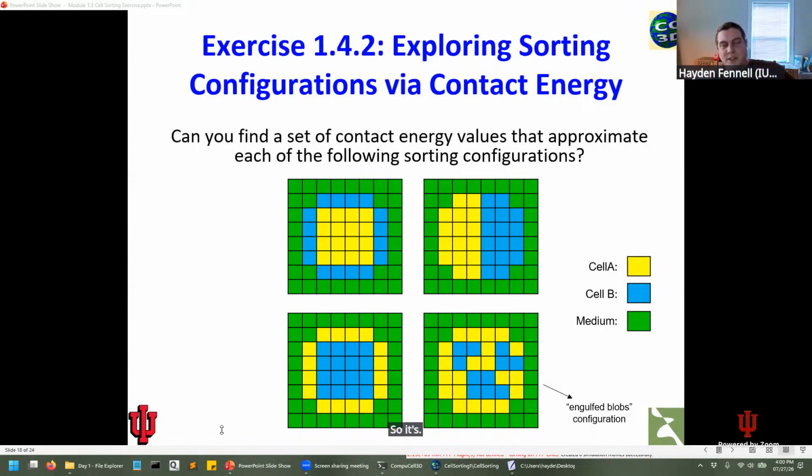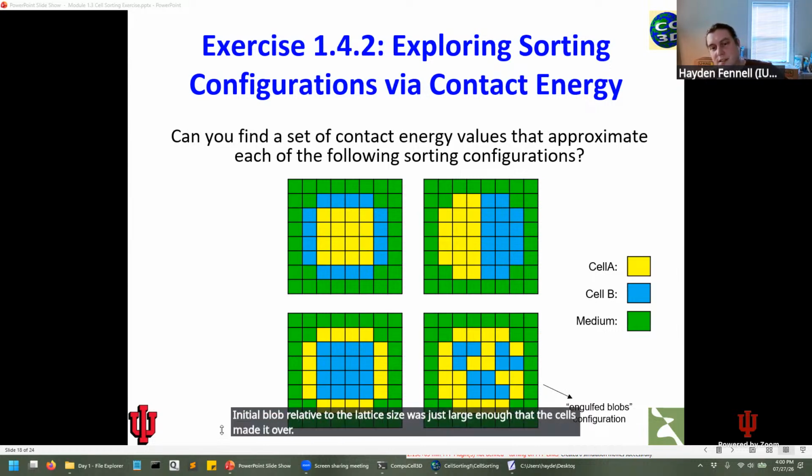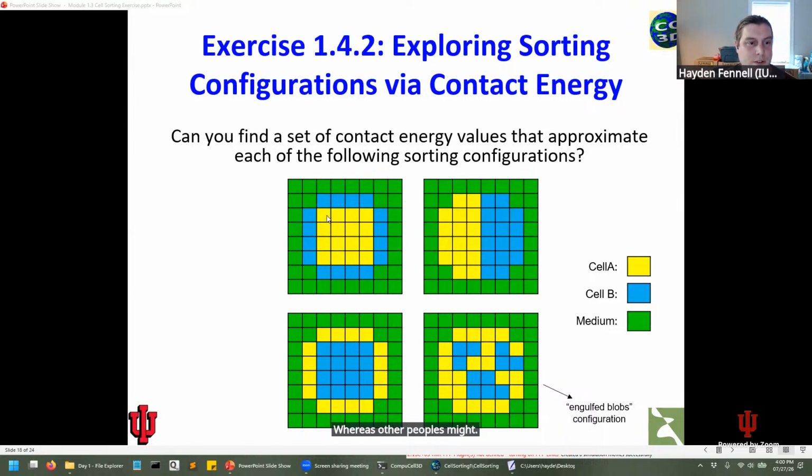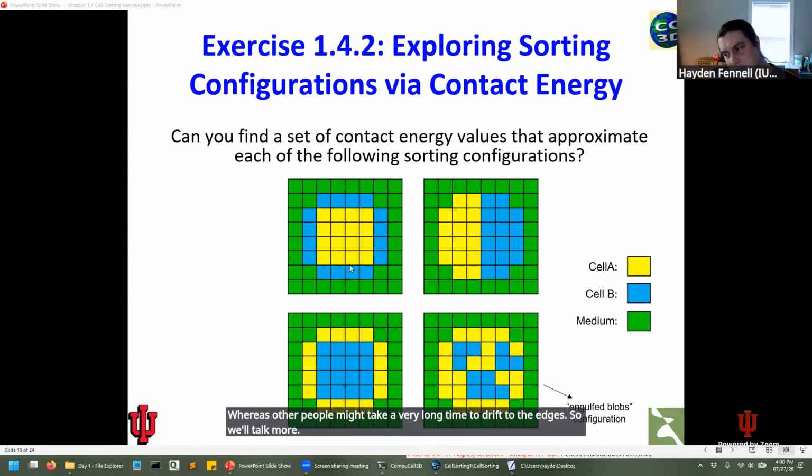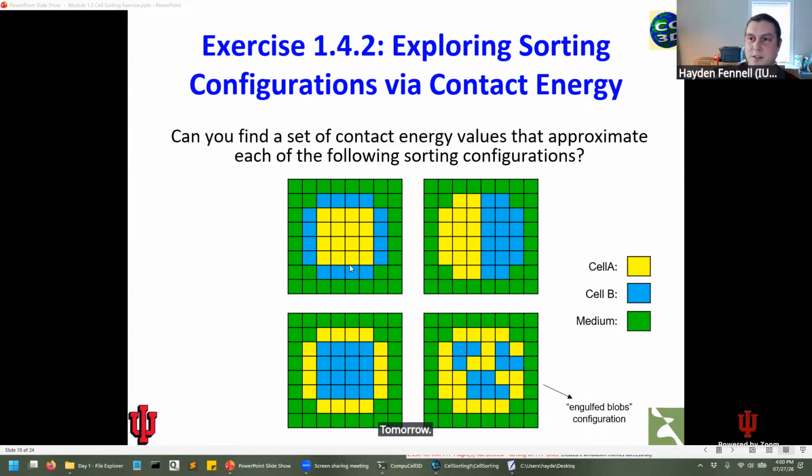My guess is that your initial blob relative to the lattice size was just large enough that the cells made it over there quickly, whereas other people's might take a very long time to drift to the edges. So we'll talk more about periodic boundaries and how those all work tomorrow, I believe, in Gilberto's sessions. If not, then on Wednesday in Pedro's.